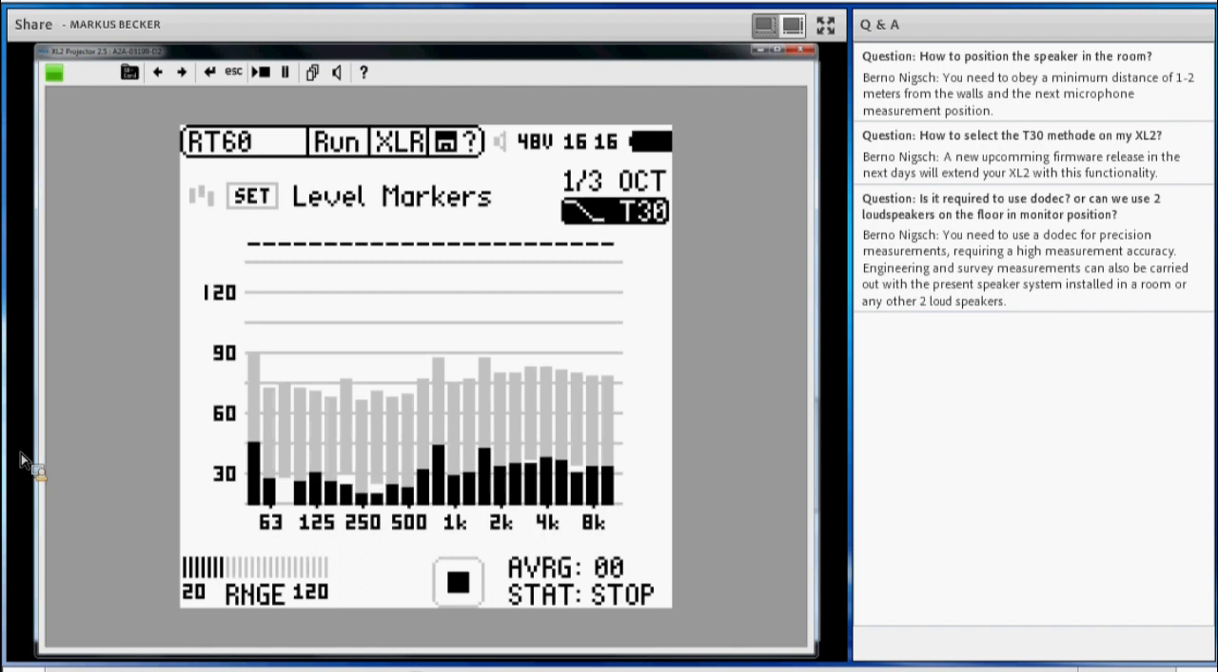Well, I will go for this selection and start my measurement by pressing the play button on my XL2. You can see in the bottom right corner that the instrument is now armed, which means it will wait until a very loud noise is coming in. The instrument automatically recognizes that noise and will automatically start the measurement as soon as that sound source is switched off.